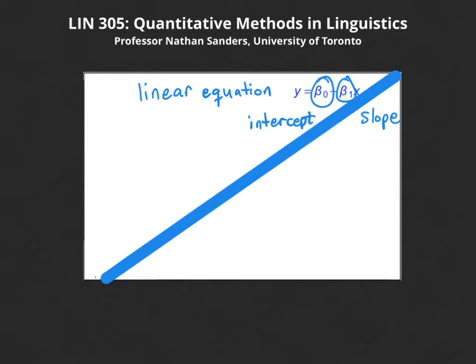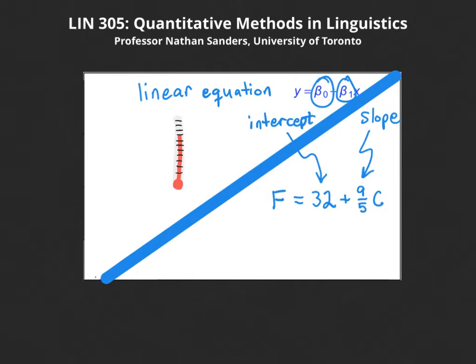An example of an exact linear equation like this that we find in the real world is the relationship between Celsius and Fahrenheit. F equals 32 plus 9/5 of C, where beta 0, in this case the intercept, is 32, and beta 1, the slope, is 9/5.